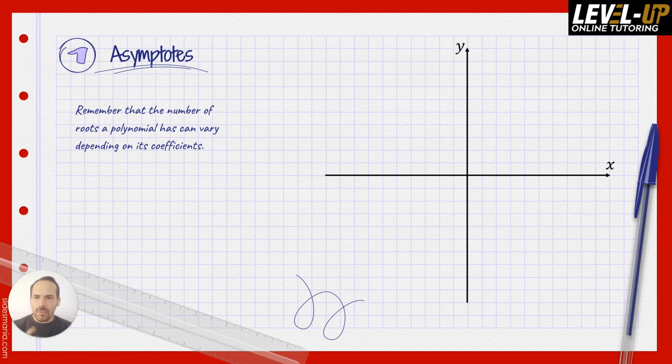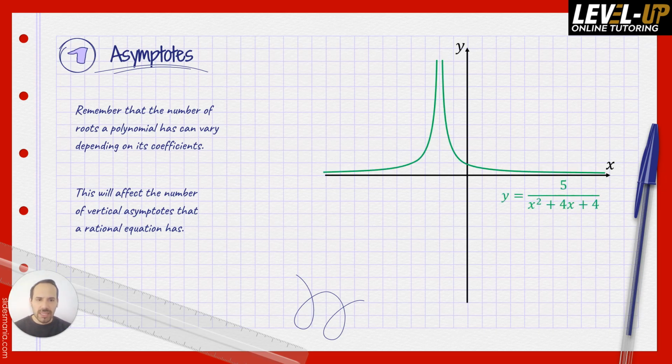One thing to remember is that the number of roots of a polynomial can vary depending on the coefficients. You should already be familiar with this, certainly with quadratics: in general we get two solutions, sometimes we only get one, sometimes we don't get any. This will affect the number of vertical asymptotes. Say we take an example like this, where we've got 5 divided by this quadratic. You would expect there to be two vertical asymptotes because that denominator in general would have two roots. It will have two values where it equals 0.